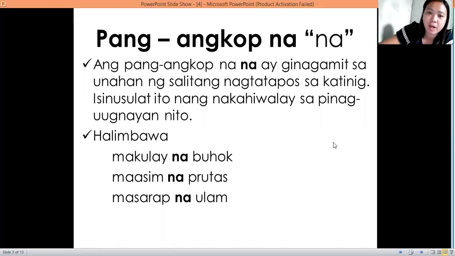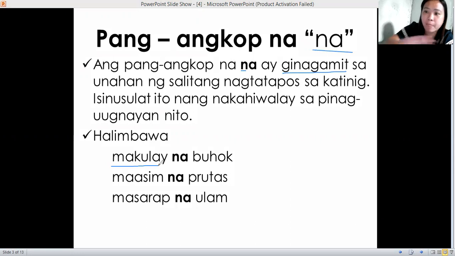So let's talk about pang-angkop na, this one. When do we use the pang-angkop na, na? Ang pang-angkop na ay ginagamit sa unahan ng salitang nagtatapos sa katinig. Isinusulat ito ng nakahiwalay sa pinag-uugnay. So we are connecting two words here. We need to connect two words to make it one phrase.